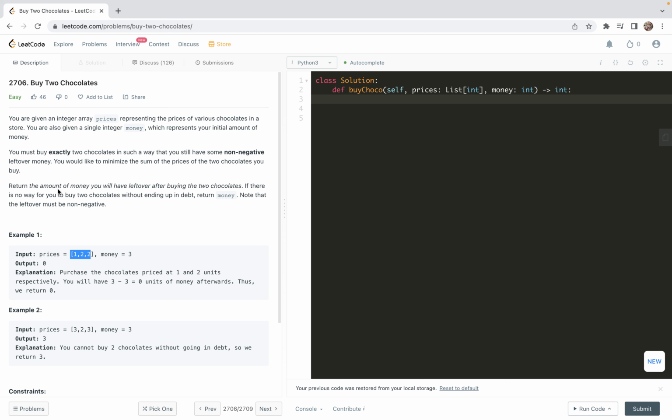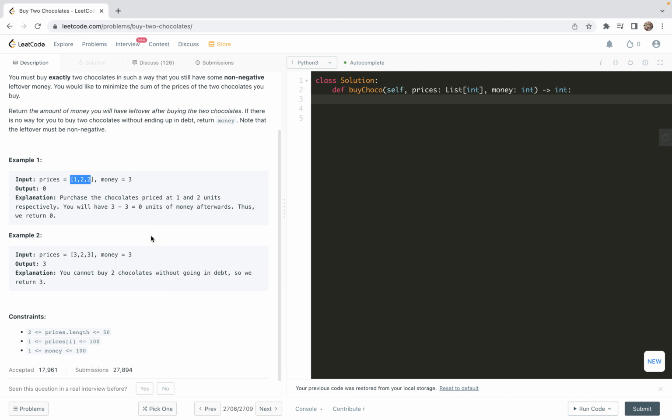So we want to return the amount of money we will have left over after buying the two chocolates. And if there's no way for us to buy two chocolates without going into debt, we are going to return the original money. In other words, we do not buy anything.